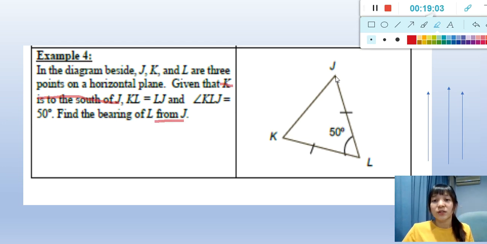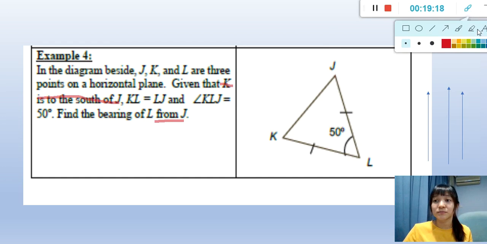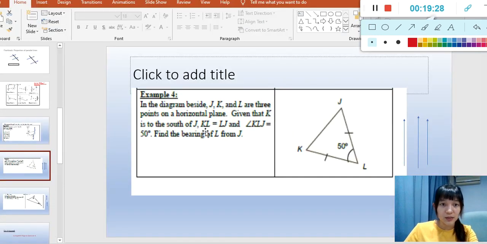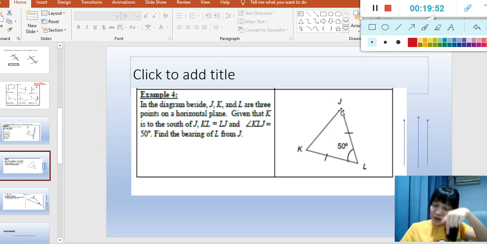First of all, from J, you need to draw your north line. So, for this example, is your north line pointing up? Is it you draw like that? We are going to find out, by the keyword given to you. This part here. K is to the south of J. K is at the south, selatan, of J. Where is your K? K is at the south of your J. Okay? South is pointing selatan.